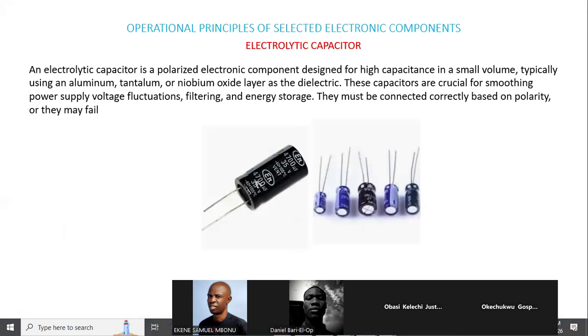We go over to the capacitor. An electrolytic capacitor is a polarized electronic component designed for high capacitance in a small volume, typically using an aluminum, tantalum, or niobium oxide layer as dielectric. These capacitors are crucial for smoothing power supply voltage fluctuation, filtering, and energy storage. They must be connected correctly based on polarity, or they may fail. If you pick a capacitor, the longer leg is always the what?